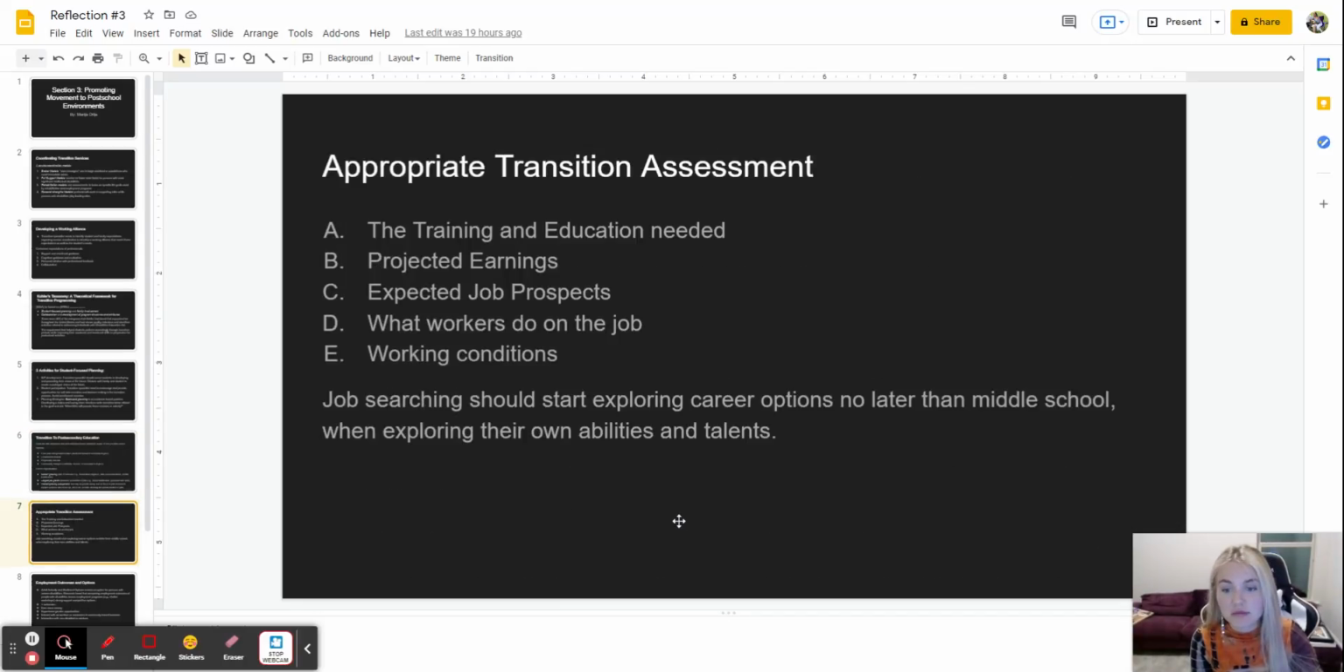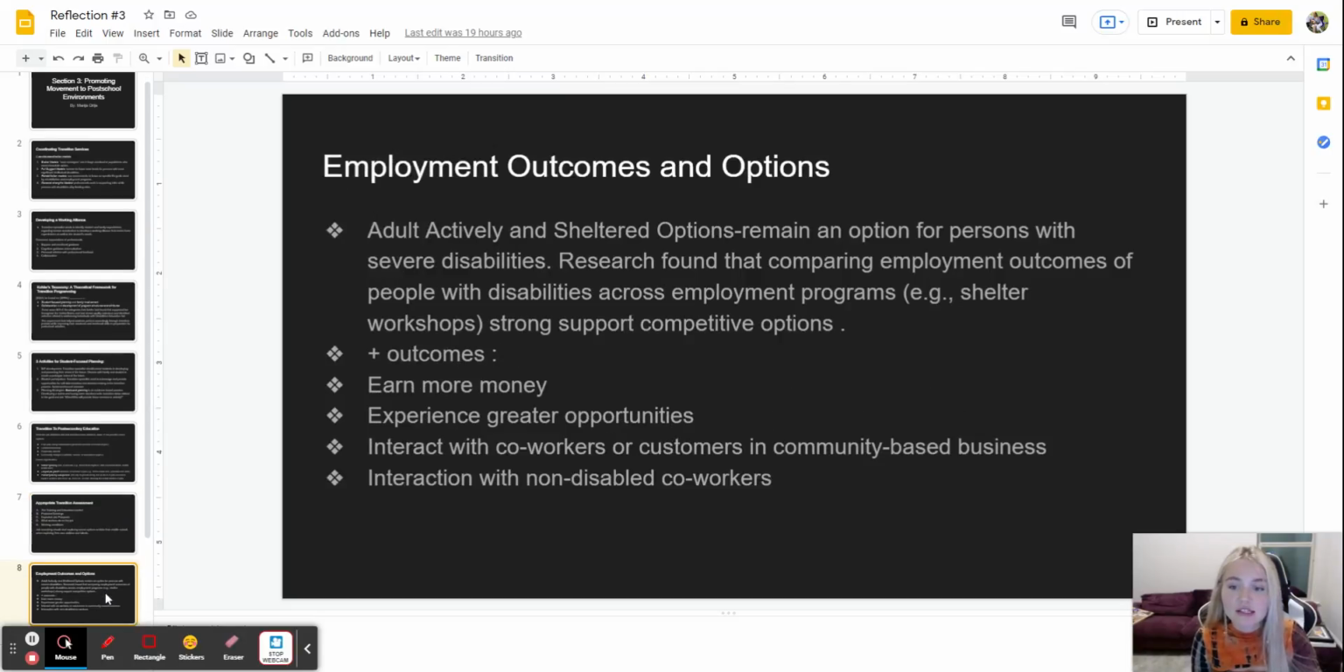Appropriate transition assessments. The training and education needed, projected earnings, expected job prospects, what workers do on the job, working conditions. These are important things to talk about with our students. Job searching should start exploring career options no later than middle school when exploring their own abilities and their talents.